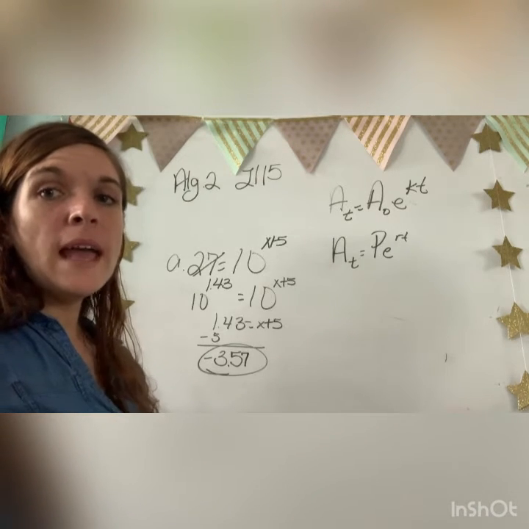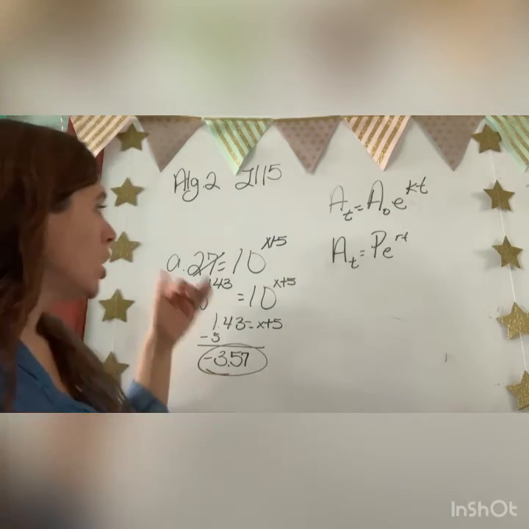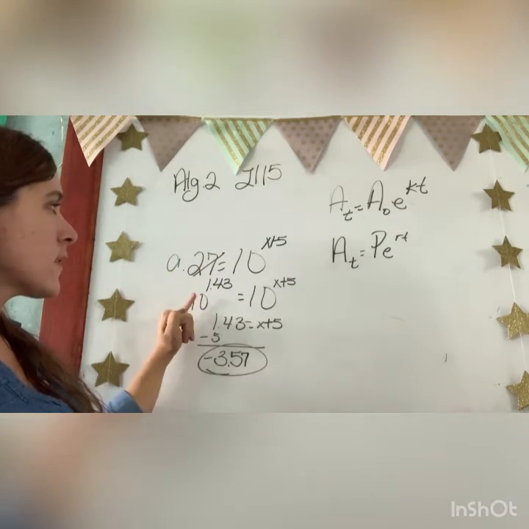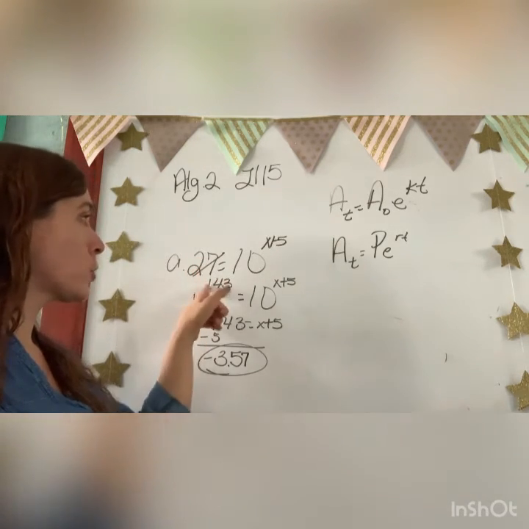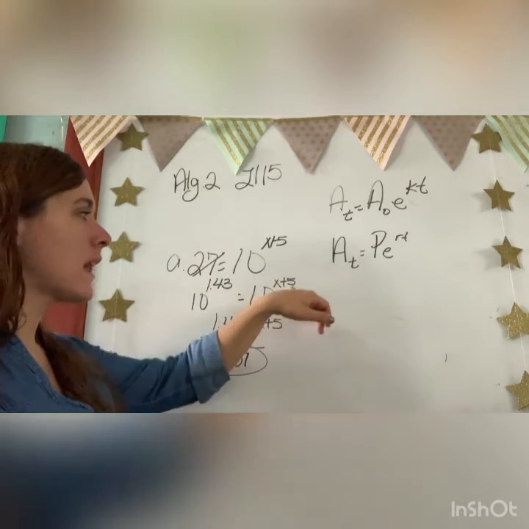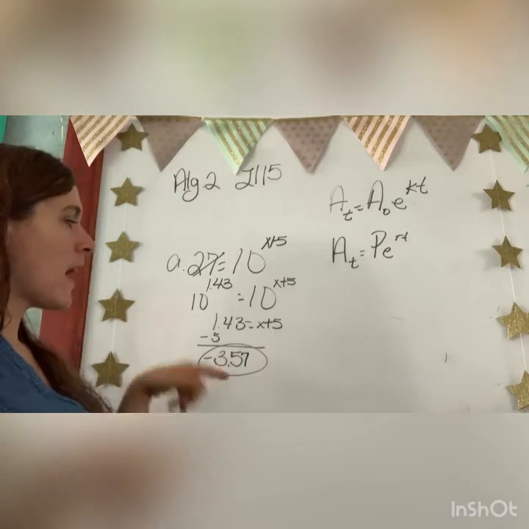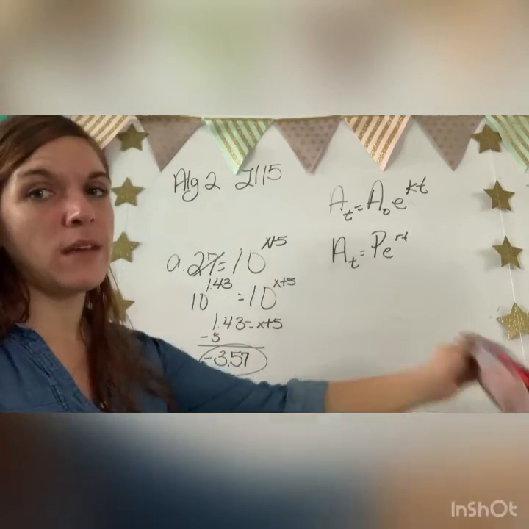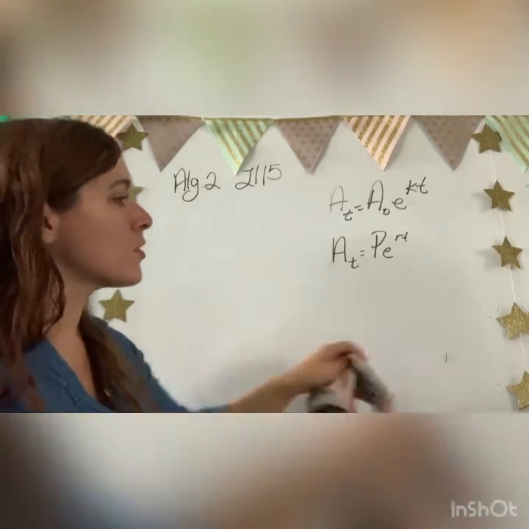Okay, here we go. X equals negative 3.57. How do we know? We need to write 27 with a base of 10, so it's 10 to the 1.43. We know that because I put in my calculator log 27, okay? So it's 10 to the 1.43 equals 10 to the x plus 5. So now we do 1.43 equals x plus 5. I subtract my 5 and I get negative 3.57, okay?